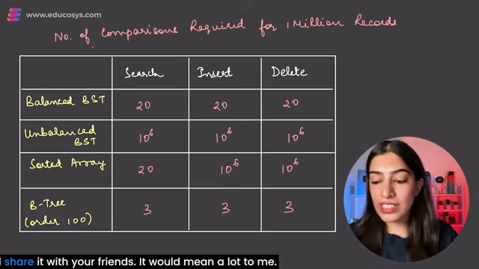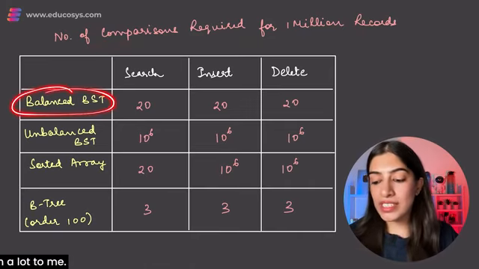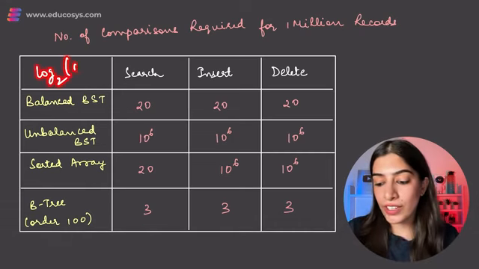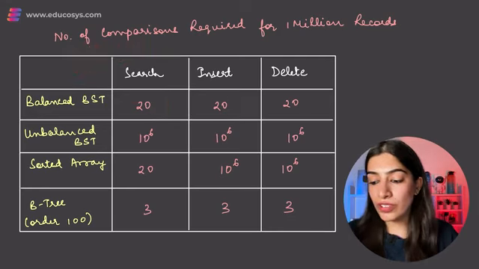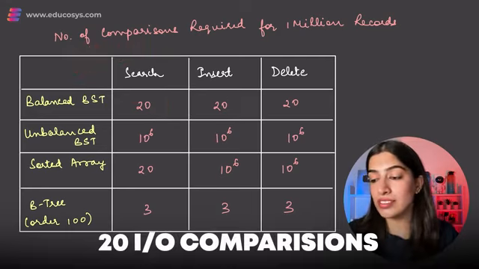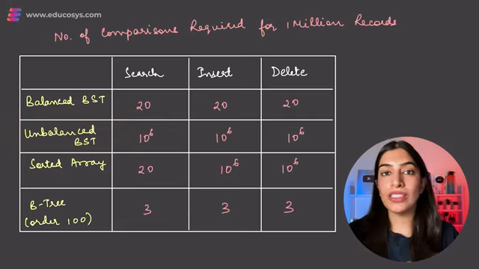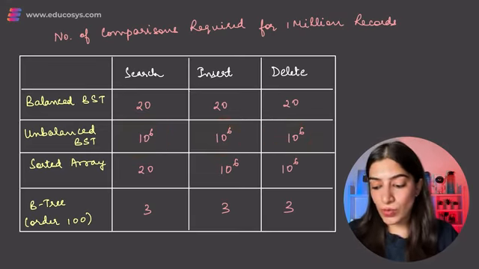See, we have seen the number of comparisons that are required for 1 million records. So in a balanced BST, everything is logarithmic. So log base 2 of 10 power 6 is roughly equal to 20. It is 19 point something. So search, insert and delete will require 20 IO comparisons on the hard disk. Versus in unbalanced BST, because it is unbalanced, it can be completely skewed. So the height of the BST can actually be 10 power 6. So the number of operations will be 10 power 6 itself, which is 1 million.